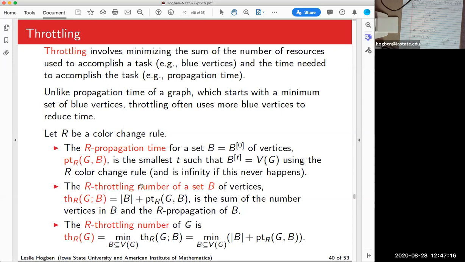Now, here, when I write B as a subset of the vertices, I'm actually allowing in sets that I don't really want, which are not zero forcing sets. And the way we address that is we say, if they can't color the graph, your propagation time is infinity. So they don't enter this equation in any meaningful way.